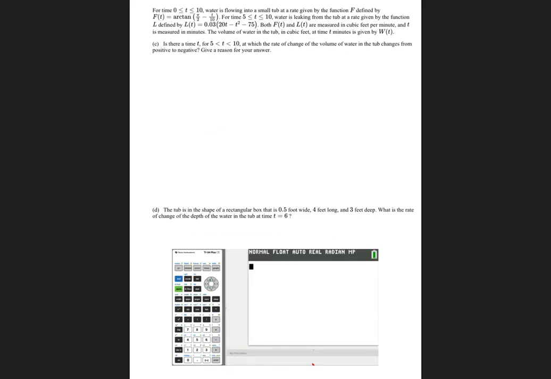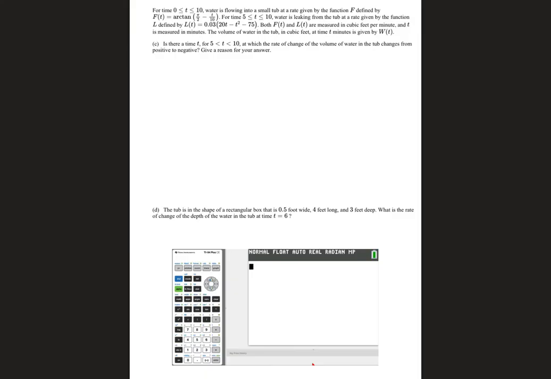Okay, so part C says, is there a time t between 5 and 10 at which the rate of change of the volume of water in the tub changes from positive to negative? Give a reason for your answer. You can do this different ways. You can give the intervals where it's positive and negative, and then, if this is a continuous function, which this is going to be, it'll be 0 at the point where it changes from positive to negative.